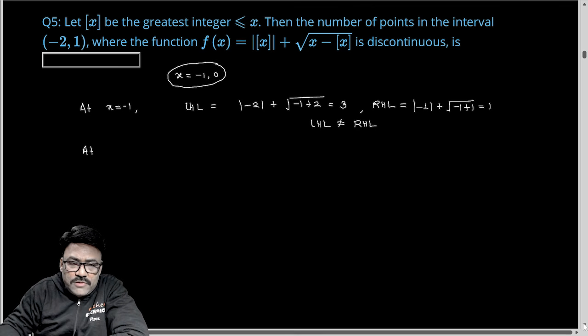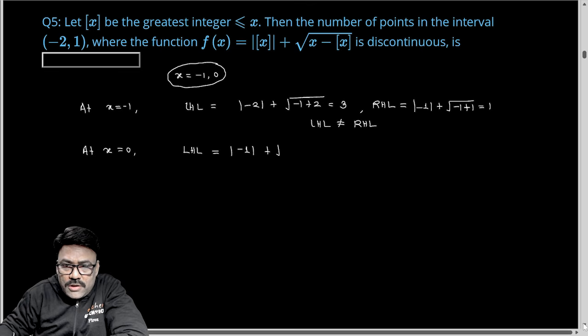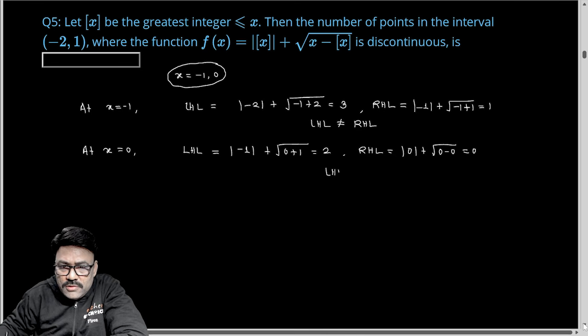Now let's check at x is equal to 0. At x is equal to 0, if I check the left hand limit, left hand limit means x is slightly less than 0. The integral part is minus 1 plus under root x approaching 0. So it is 0. Integral part is minus 1, so you got plus 1. So left hand limit is 2. Now what is the right hand limit? When x is approaching 0 plus, integral part will be 0. So mod 0 plus under root 0 minus 0. So it is 0. So again left hand limit and right hand limit are different.